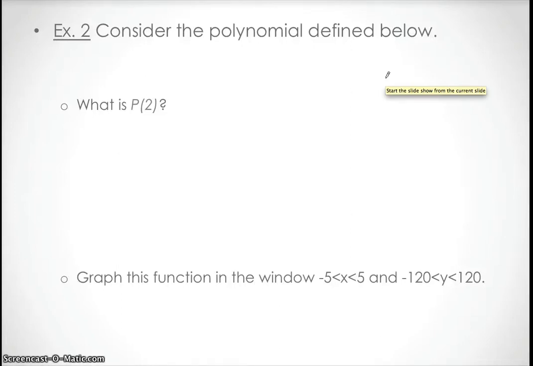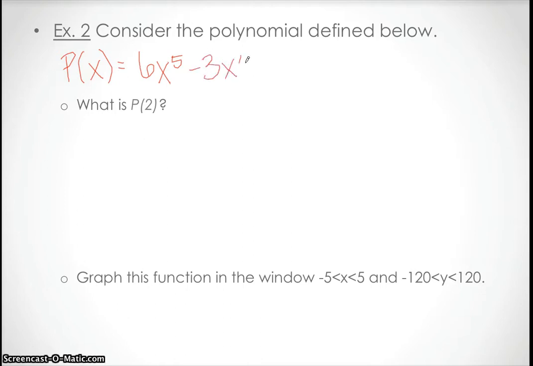So, example 2 says, consider the polynomial function defined below. Let me go ahead and give you p of x here. p of x is defined by 6x to the fifth power minus 3x to the fourth power plus 4x squared minus 2x minus 70. Okay, so there's your polynomial.